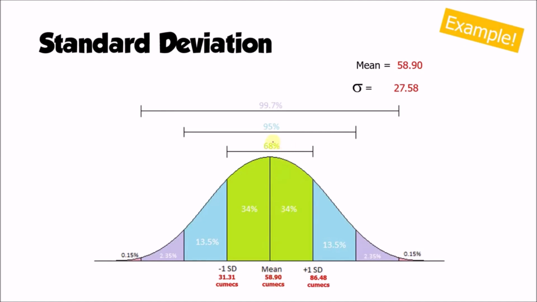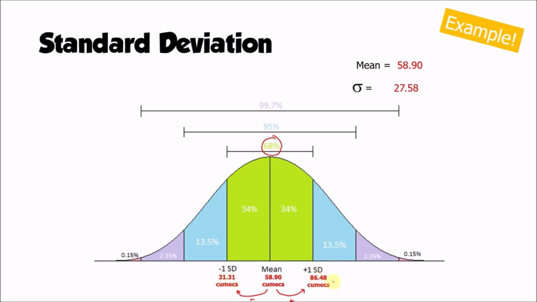Now, 68% of the time, the river's discharge is going to be within one standard deviation of the mean. So we could be fairly confident that 68% of the time, the discharge of that river is between 31.3 QMex and 86.4 QMex. Now I've worked these numbers out by adding or subtracting our standard deviation from the mean. So 58.9 plus 27.58 gives us 86.48. 58.9 minus 27.58 gives us 31.31. So we could be fairly confident that 68% of the time the river's discharge is between 31 and 86 QMex.